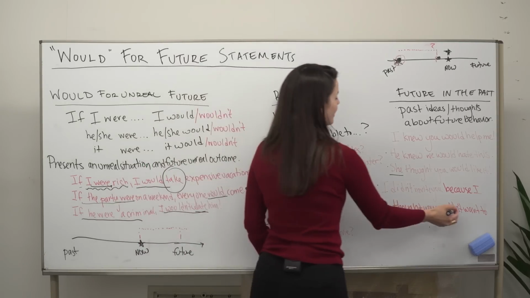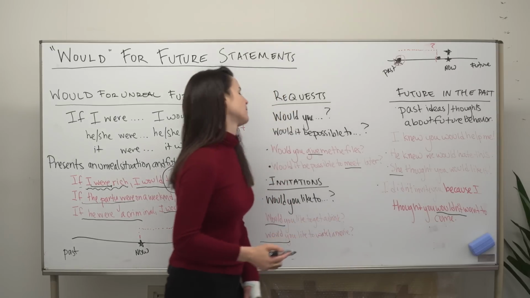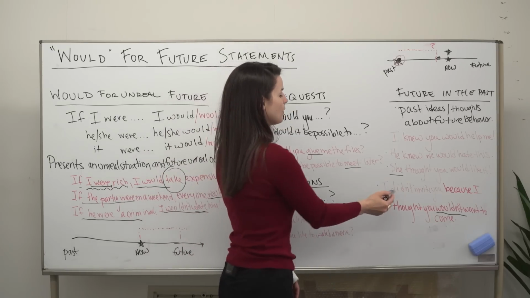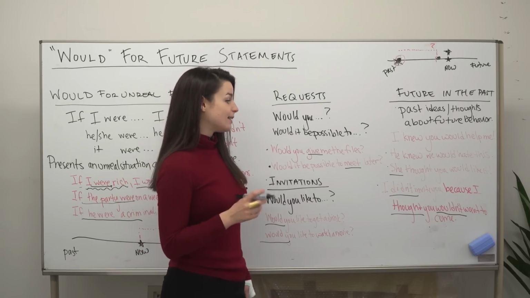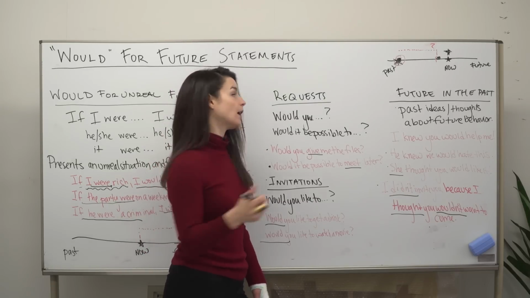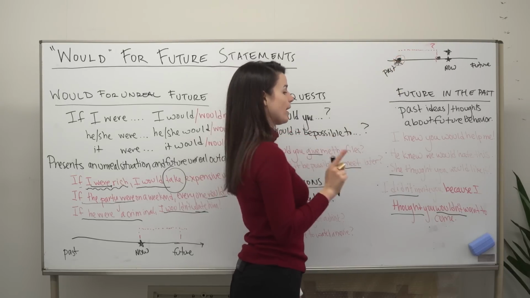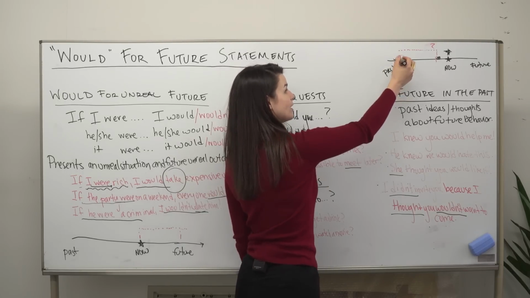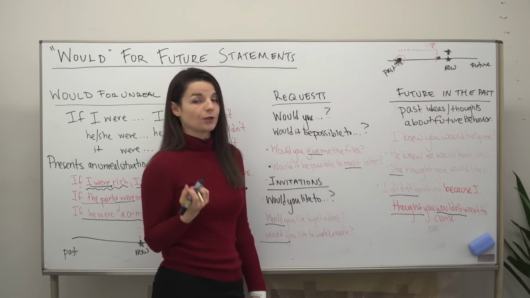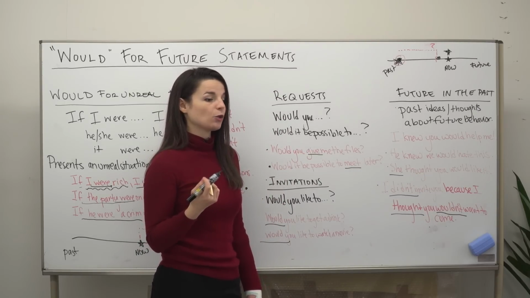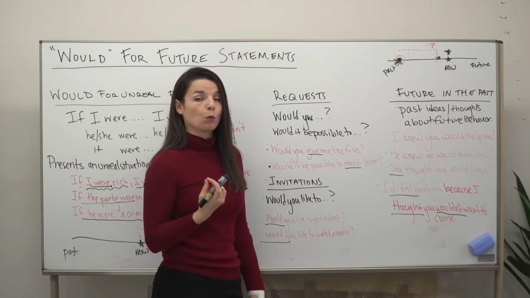So here I've got the negative. This is a more complicated sentence. So I'm saying there are two points in the past here. So I didn't invite you is one. I didn't invite you because I thought in the past you would not want to come to my event. I didn't invite you because I thought you wouldn't want to come.